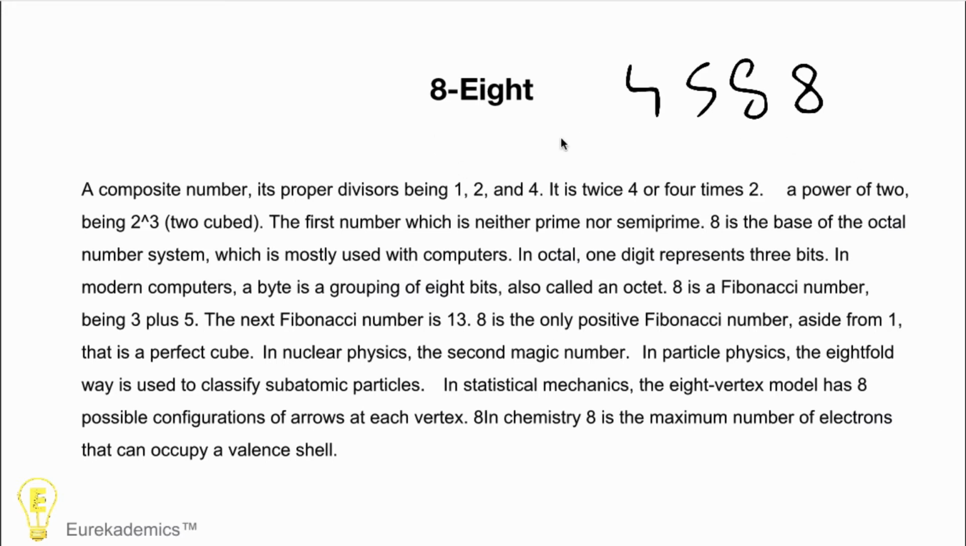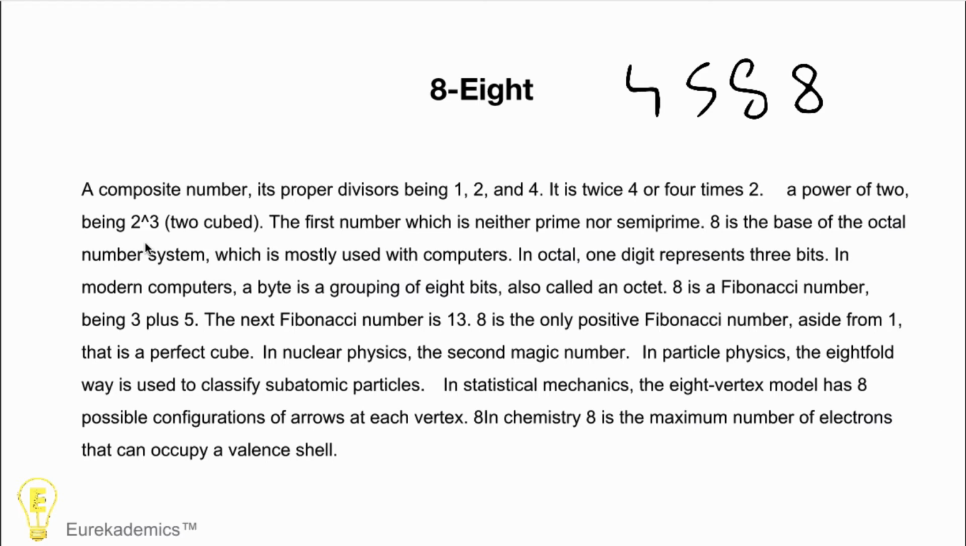8 is another composite number like 6. Its proper divisors are 1, 2, and 4, which means you can make an 8 like 2 times 4, or you can add 2 fours, or add up 4 twos. It's twice 4, 4 times 2.